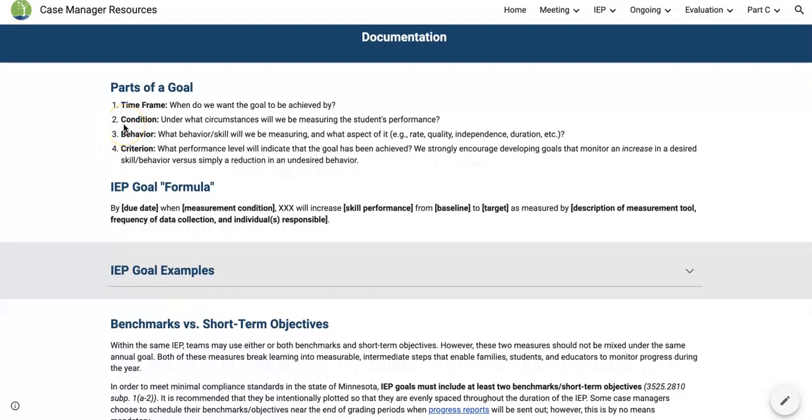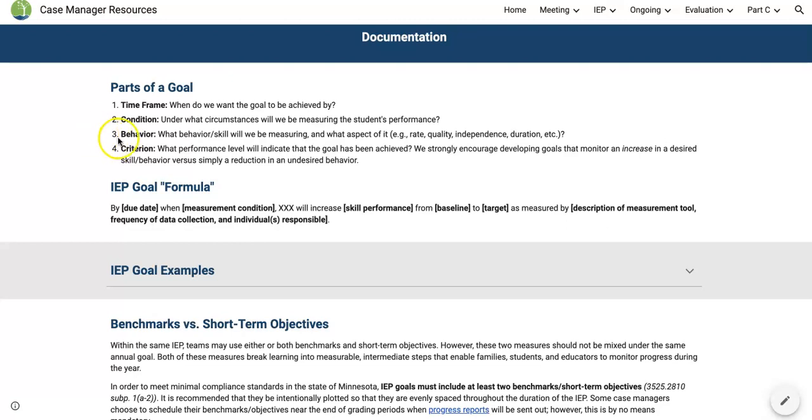Also, the condition. So what's going to be happening when you're measuring the student's performance? Are they going to be in a special education classroom? Are they going to be in a general education classroom? Are they going to be given a prompt and then need to respond to that prompt? Is someone reading them something? So it's the idea of what's happening around the skill that you're measuring and targeting.